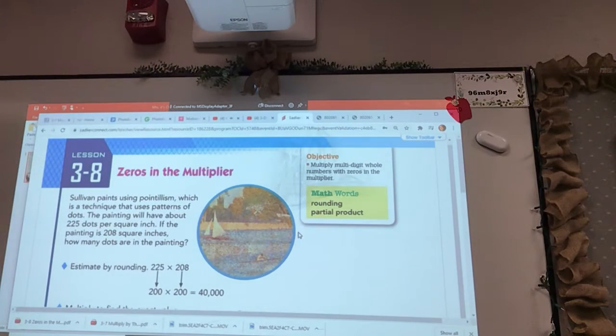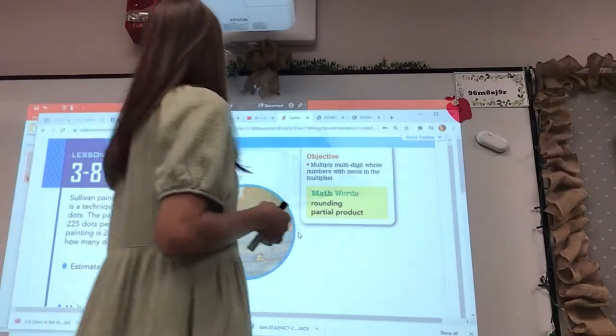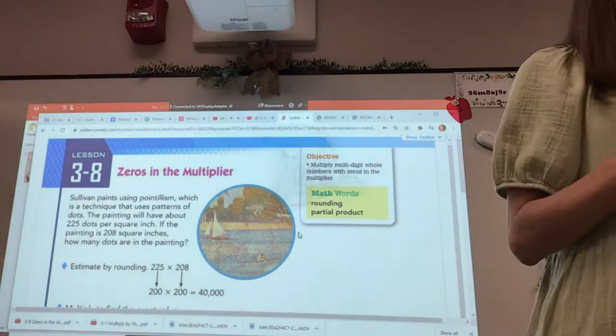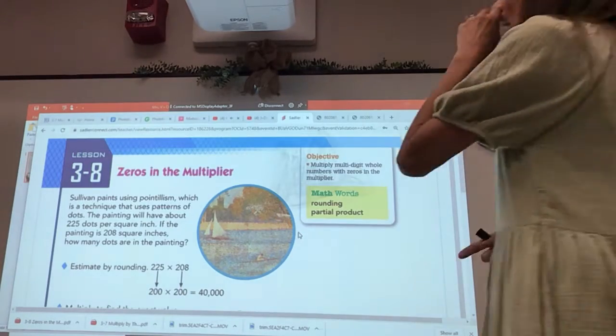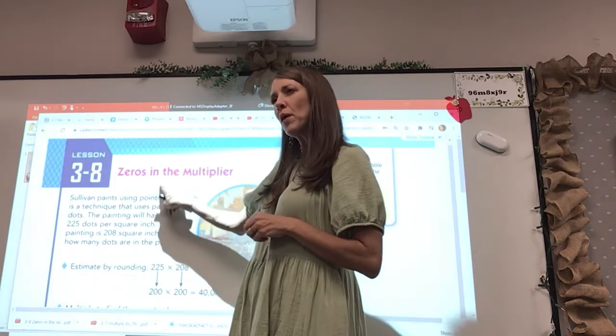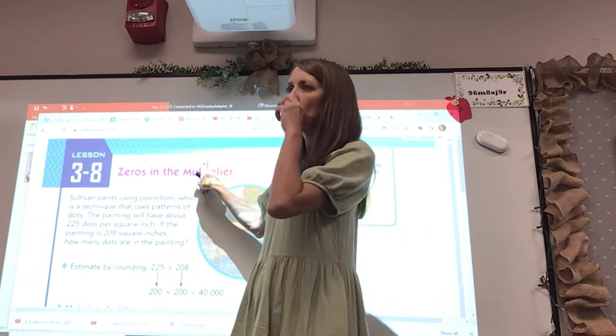All right, ready? So 3-8 is the last lesson in chapter 3 before we head into the test. 3-8 is called zeros in the multiplier. Do you remember way back from the first lesson what a multiplier is?